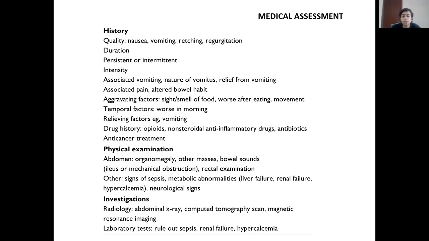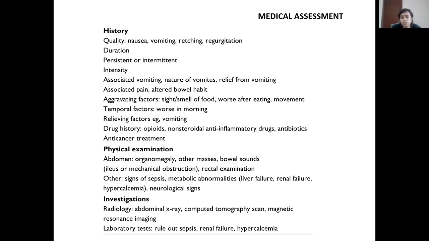Do a physical examination, check for any organomegaly, check for bowel sounds, whether there are increased bowel sounds or decreased or no bowel sounds. Ask for constipation, ask for bowel history, do a retinal examination if needed, and check whether there was any renal failure or liver failure or any hypercalcemia.